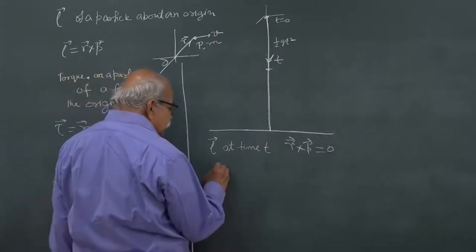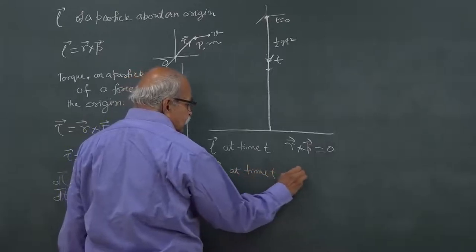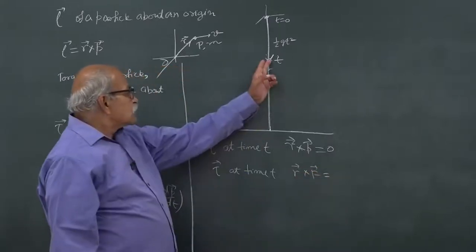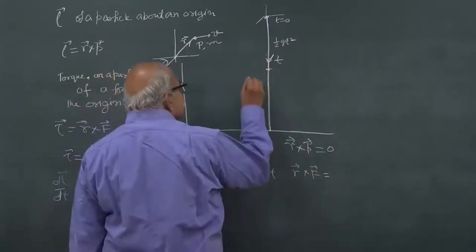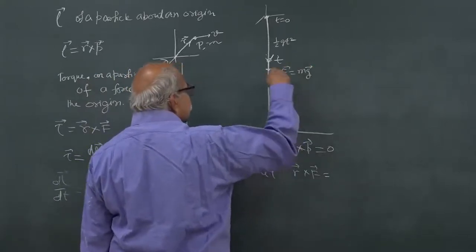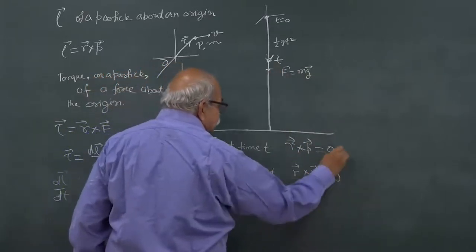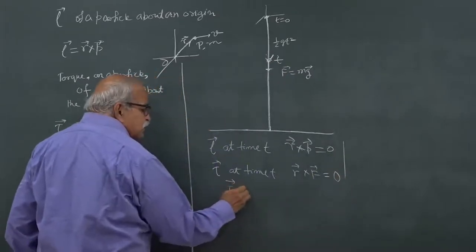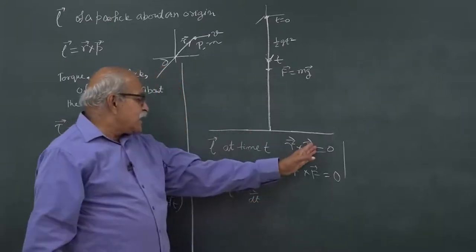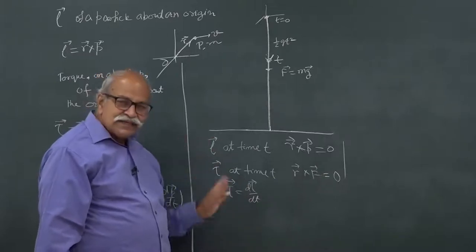And torque at time t, r cross f, that also you can work out. What is the force? The force f is mg, which direction? Vertically downward. So, once again r and f are parallel to each other and therefore it is 0. So, obviously torque is dL/dt. L is 0 all the time, torque is 0 all the time. So, torque is dL/dt is obviously correct.